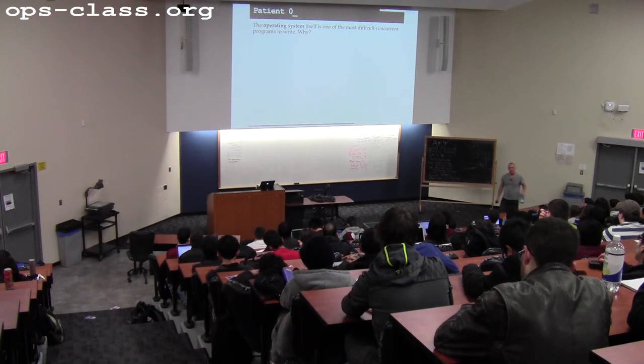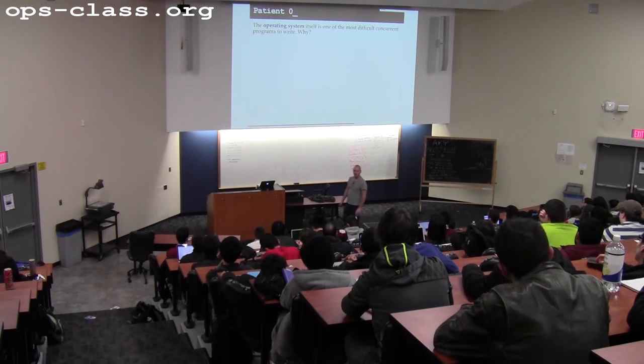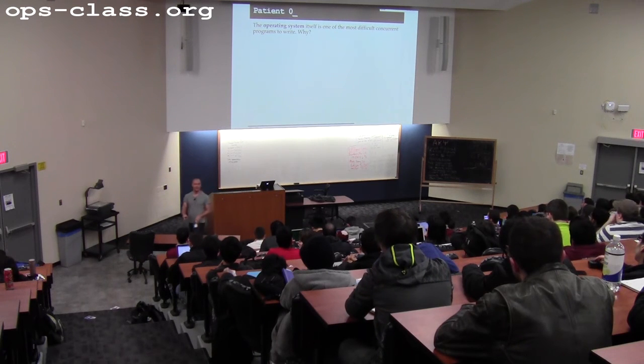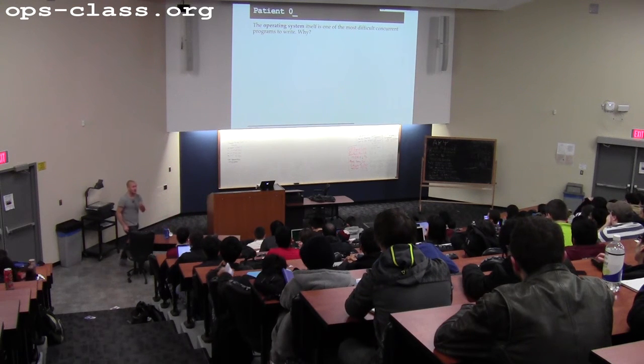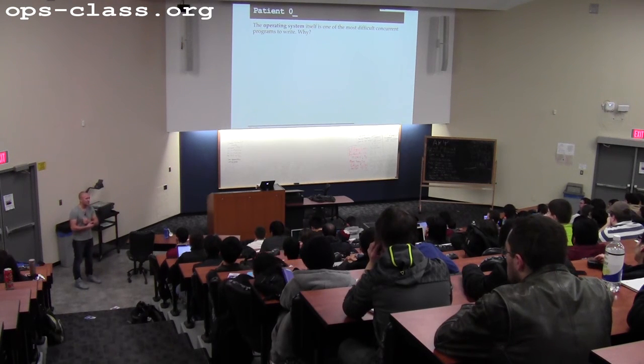So the operating system. You might be thinking, well, why are we talking about this in this class? Well, there's two reasons. One is it's almost too late, right? And you guys should really learn this stuff before you graduate. The second reason is the operating system is kind of important when it comes to concurrency. So why?